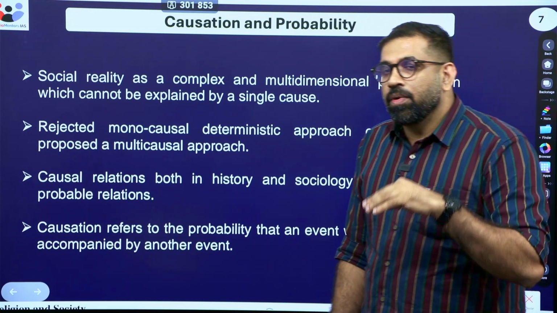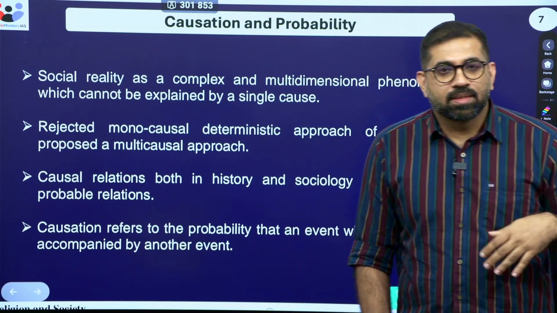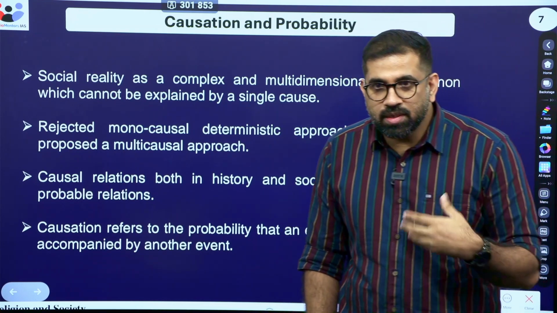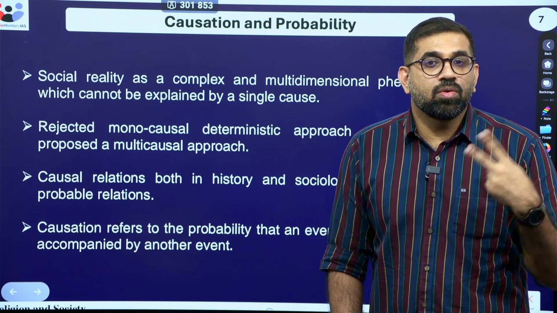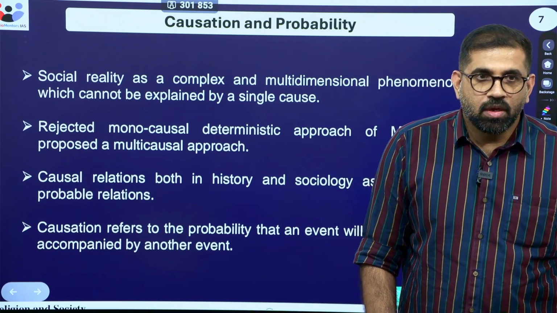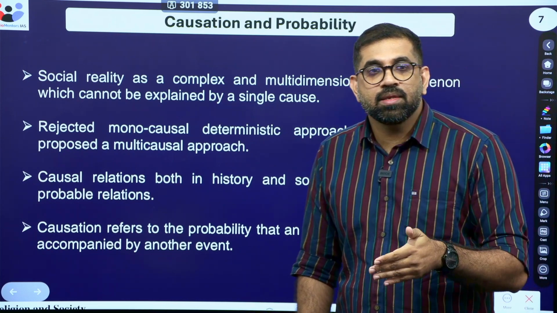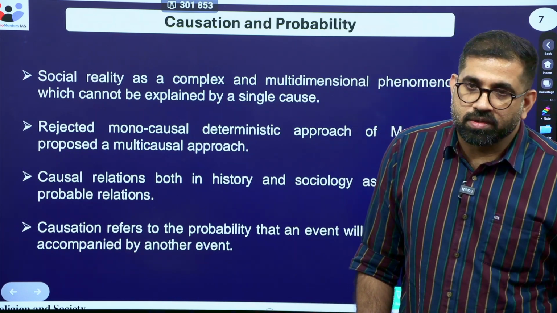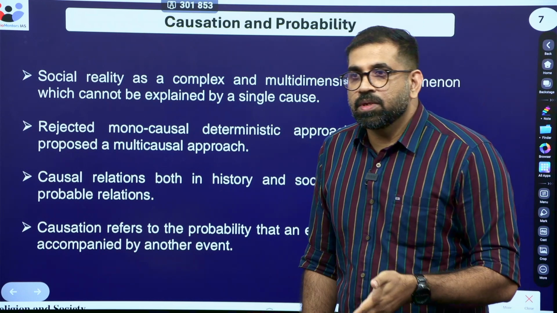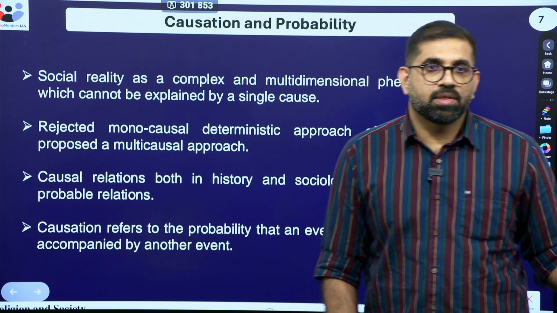Okay. Now, according to Weber, as a result, in sociological causes we can say that there are two types of causality when it comes to social reality. One is historical causality and the second is sociological causality. Now, what is the difference between historical causality and sociological causality?